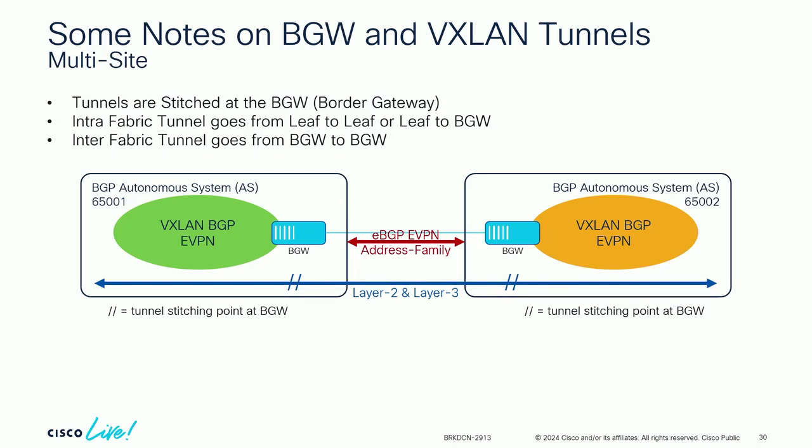Yes? You will see more of that in a bit from now. So we do tunnel stitching, meaning whenever I want to leave a fabric, I terminate at the border gateway, create a new tunnel, terminate at the other border gateway, create a new tunnel. This tunnel creation and reorigination happens at line rate. It happens on ingress and doesn't have any recirculation.